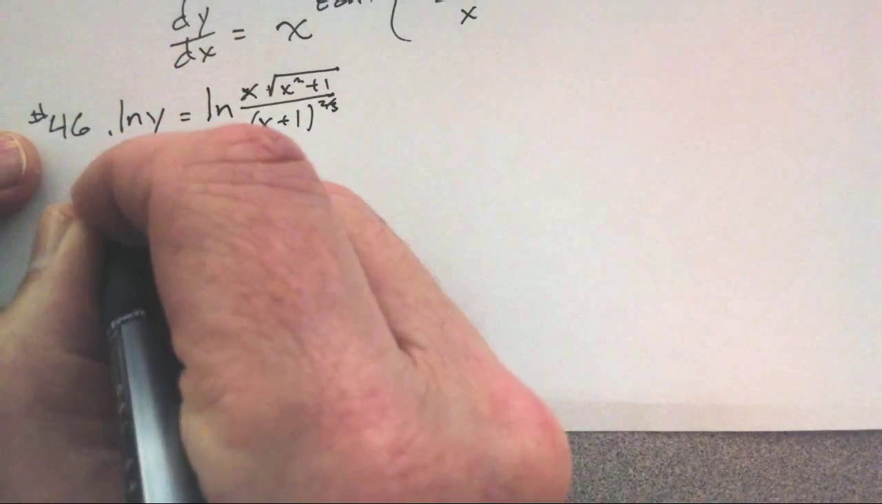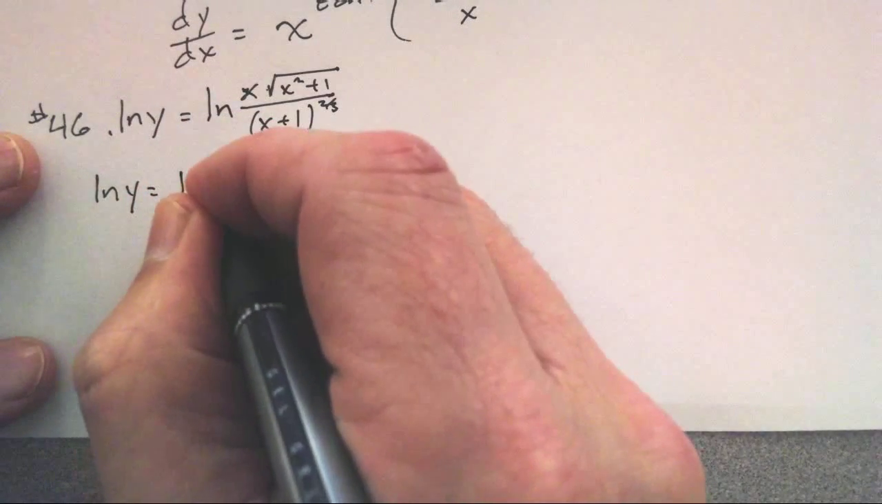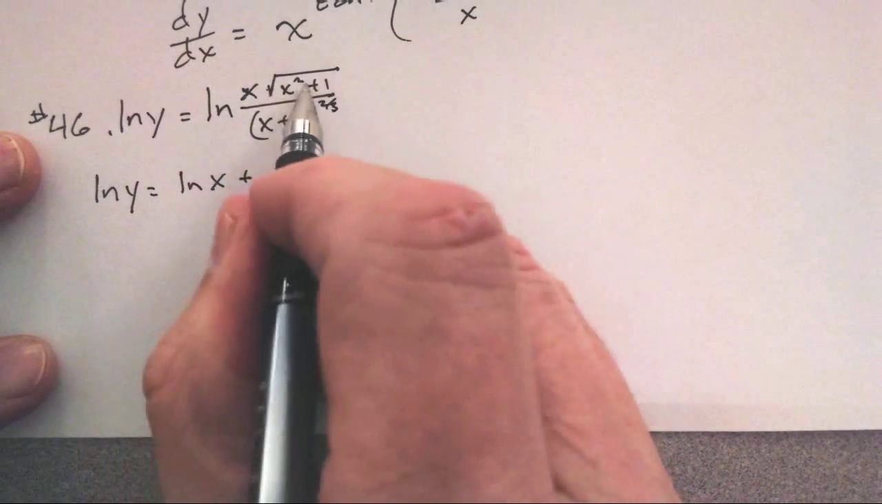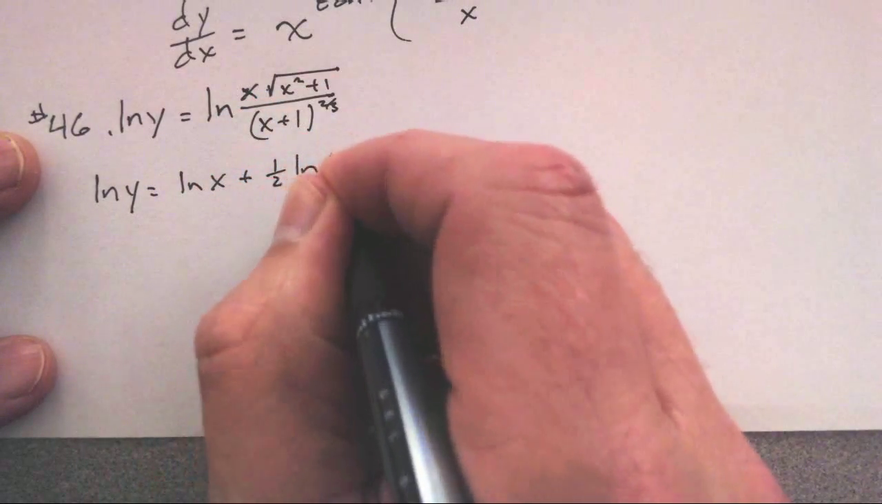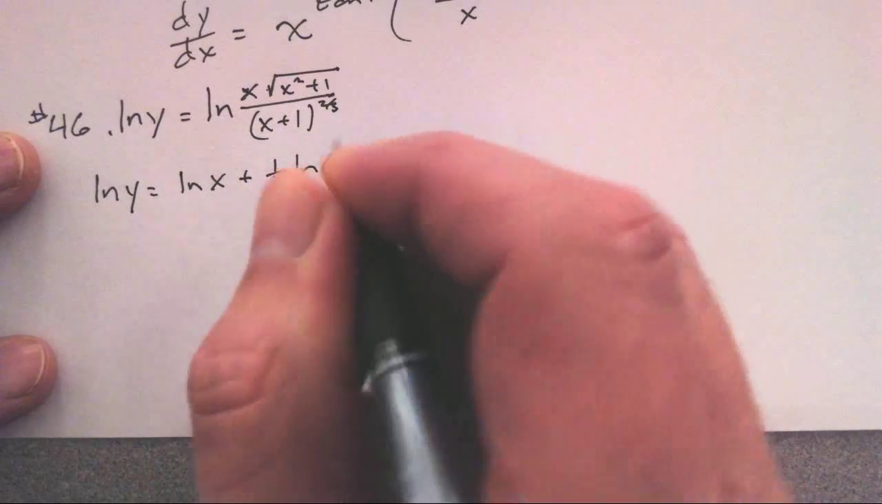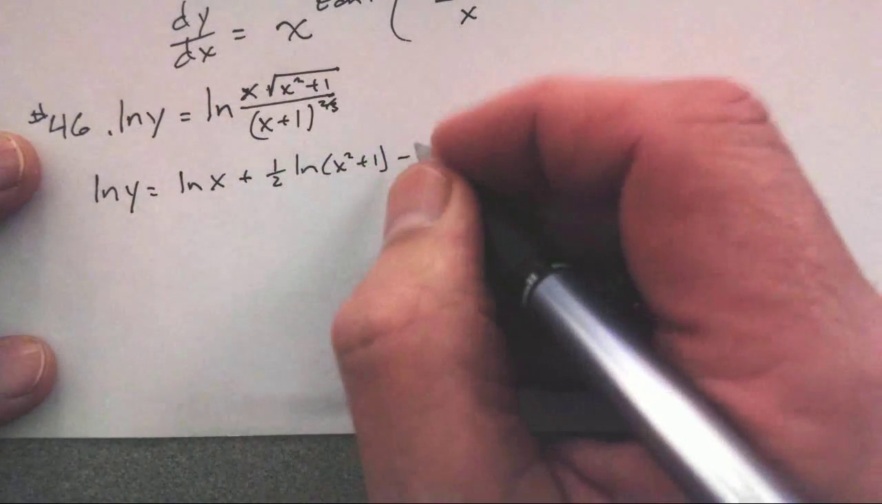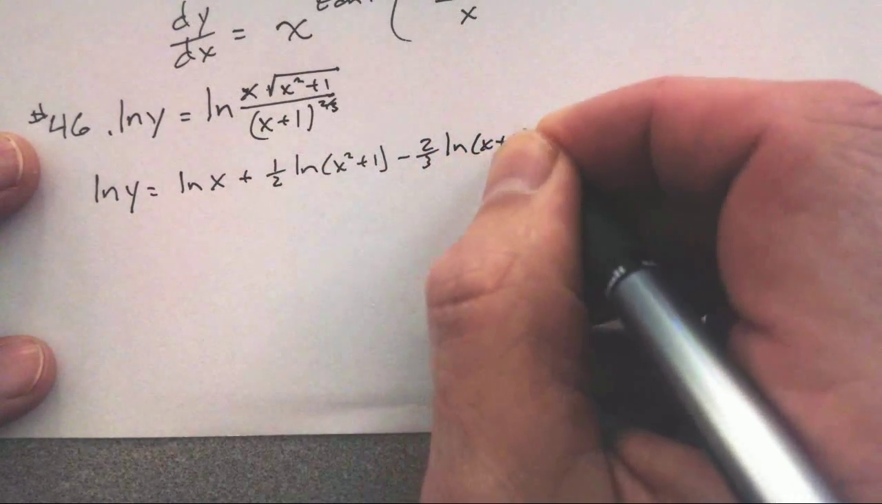Let's see. ln y equals, this becomes ln x plus ln of this factor, but that's to the 1/2, so I can pull a 1/2 out, ln of x squared plus 1, minus ln of the denominator factor, but I can pull a 2/3 out of that, times ln x plus 1.